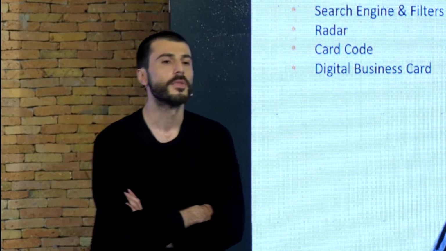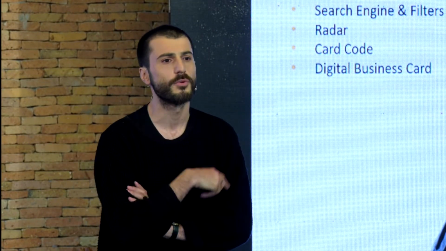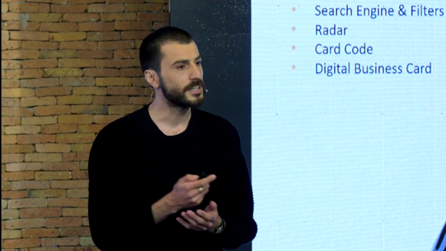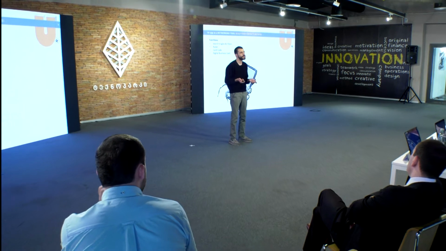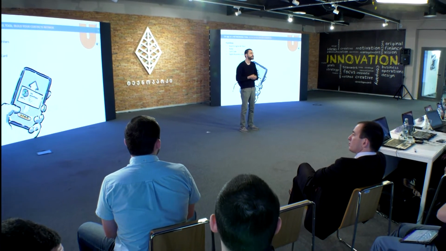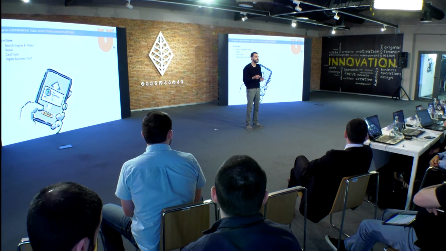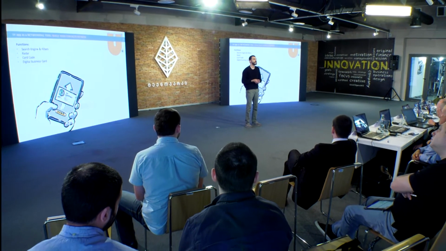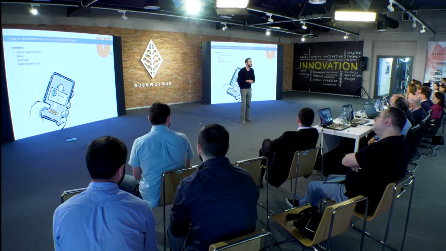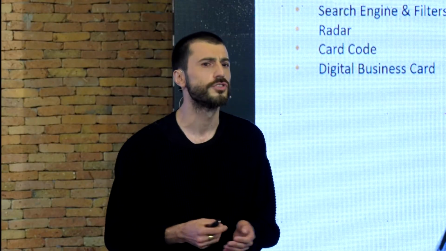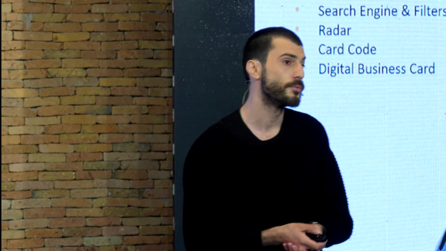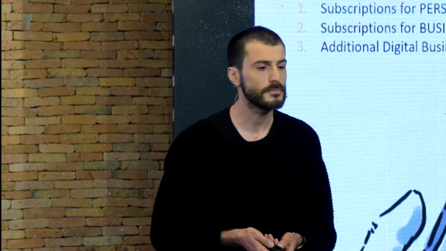First, Radar helps you to discover your contacts around you within a 30 meter radius, wherever you stand. Card Code gives you the ability to distribute your contact information simultaneously to a large group of people, just by showing 5-digit codes. Digital business card allows you to share your business card with no language barrier at all. And of course, the search engine, which is a global one, helps you to search for people more effectively and efficiently with built-in filters as well.